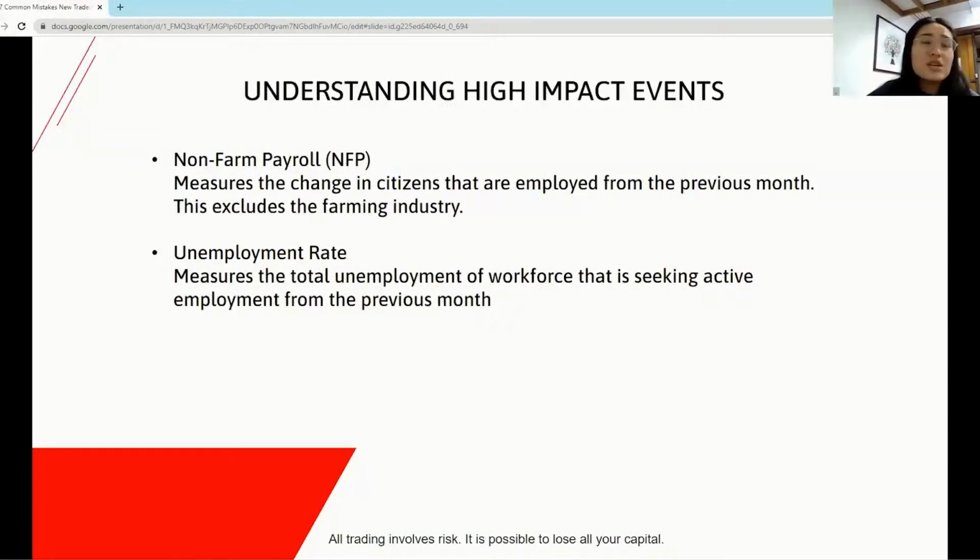Okay. NFP, or non-farm payroll, measures the change in citizens that are employed from the previous month, which excludes the farming industry. Unemployment rate measures the total unemployment of the workforce that is seeking active employment from the previous month.